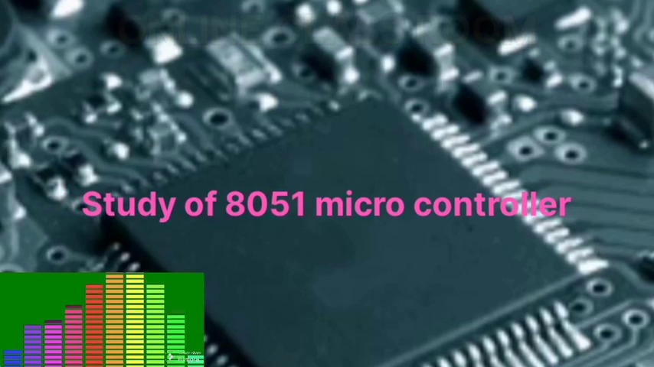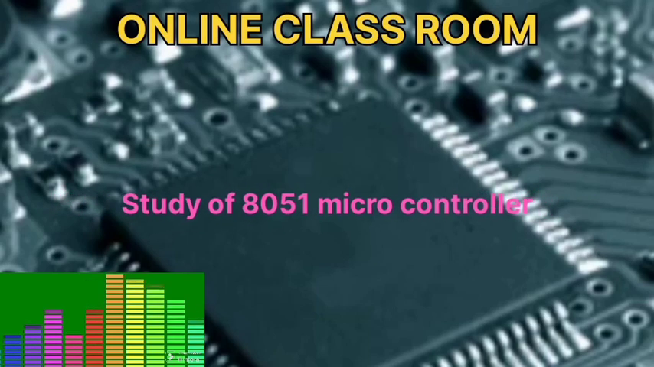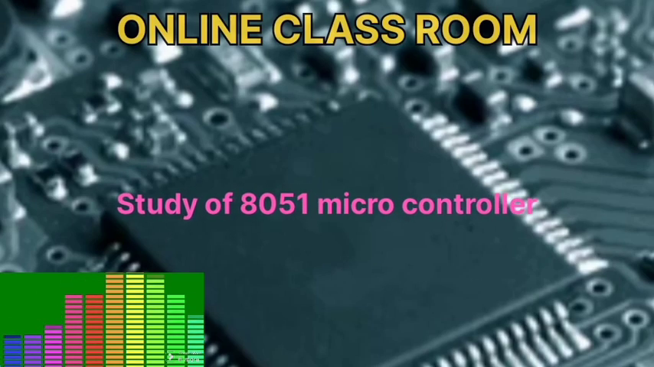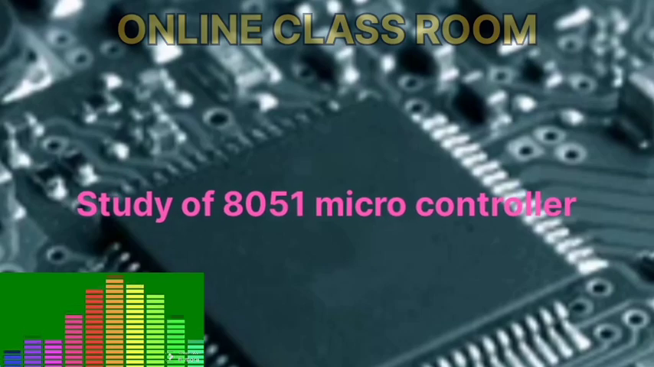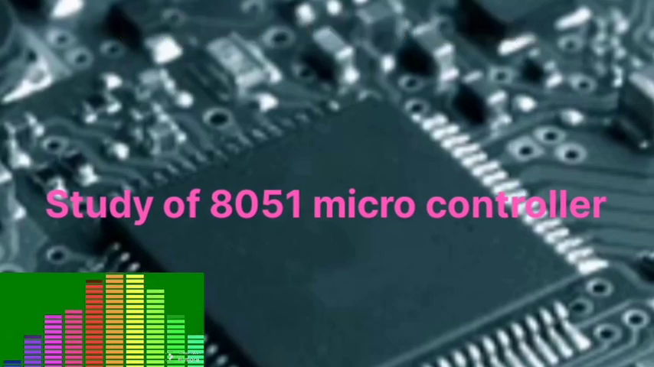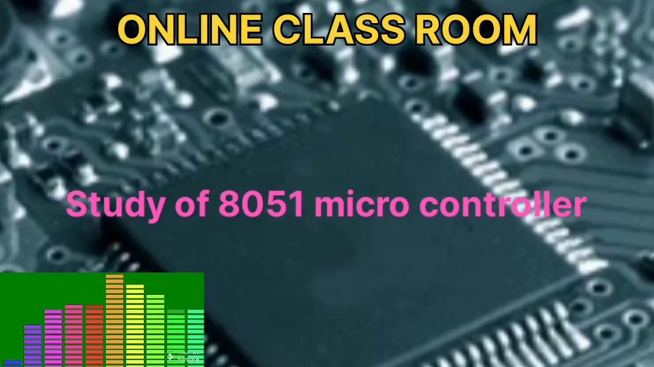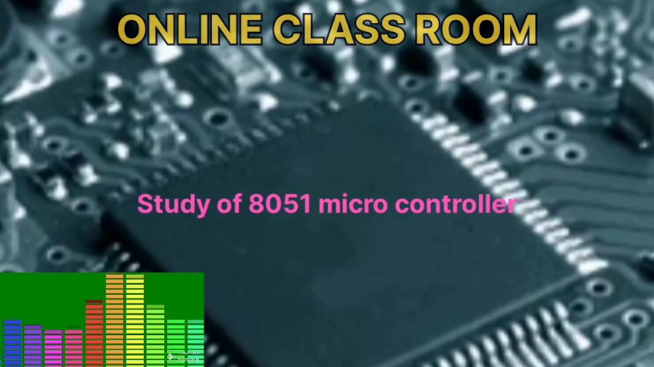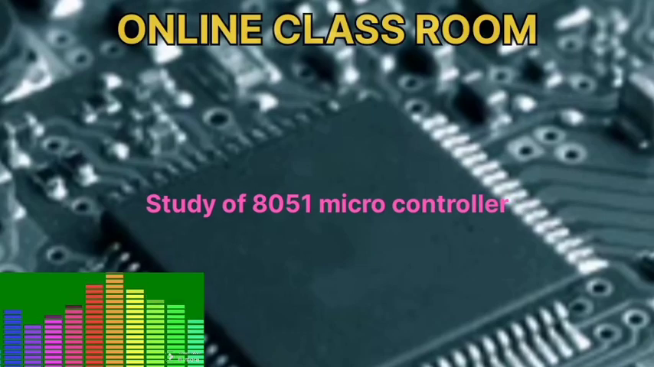Next one is interrupts of microcontroller 8051. The 8051 has two main types of interrupts, hardware interrupts and software interrupts. Hardware interrupts are triggered by external signals such as peripheral events or external devices. The microcontroller can be configured to respond to specific events, enabling efficient event-driven programming.